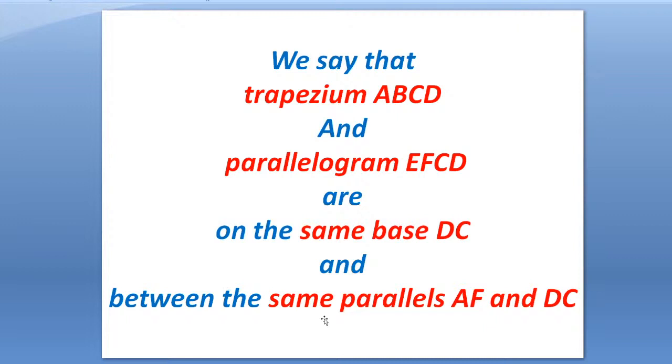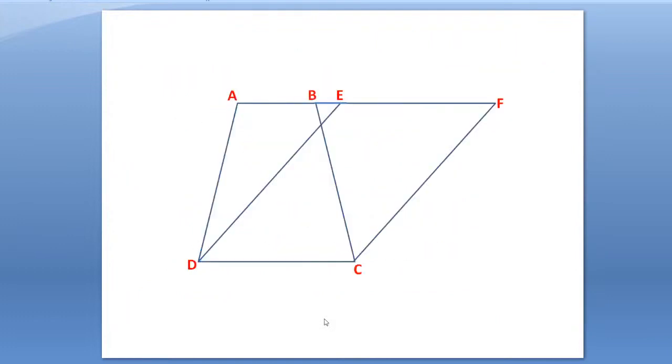When can we say that trapezium ABCD and parallelogram EFCD are on the same base and in between the same parallels? A figure like this. So in this figure, trapezium ABCD and parallelogram EFCD are on the same base and in between two parallels CD and AF.